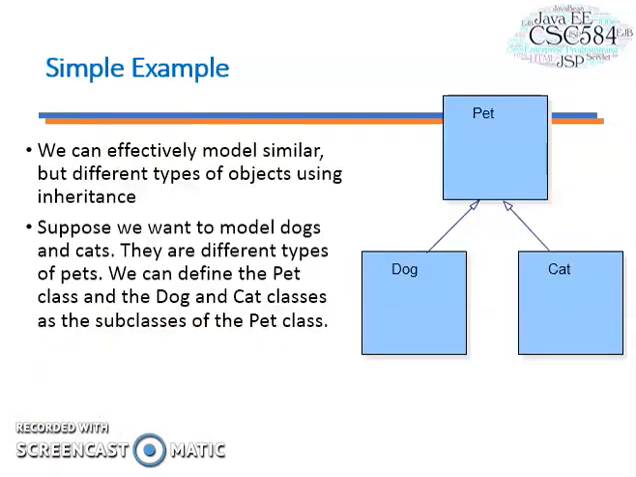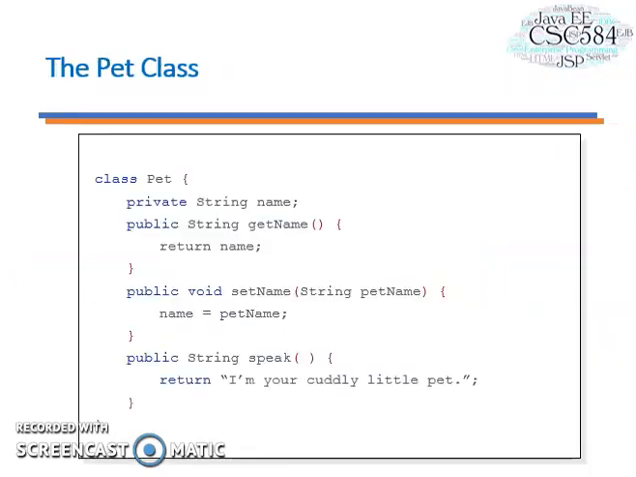Alright, let's move on to a simple example of inheritance. We can effectively model similar but different types of objects using inheritance. Suppose we want to model dogs and cats. They are different types of pets. We can define the Pet class as a parent and Dog and Cat as the subclasses of the Pet class. This is the definition of the Pet class. You can see the declaration class Pet, and then you have one data member, declared as private, and then you have a getter and setter. You also have one processing method, which is speak.